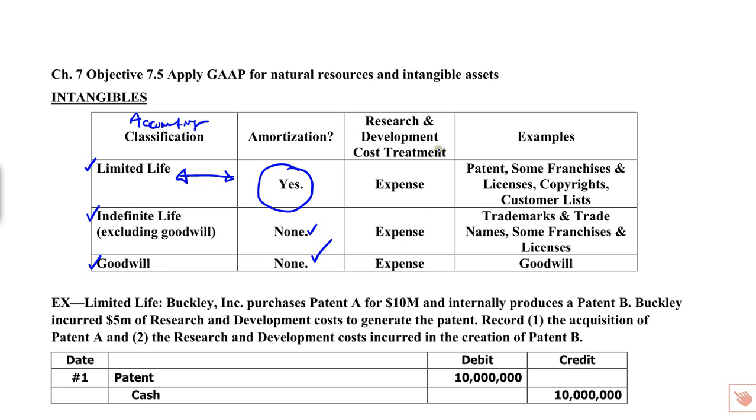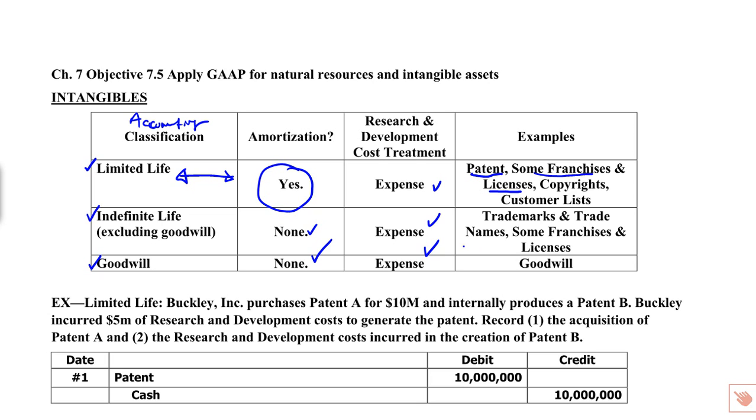Research and development costs in all cases are expensed. That's under US GAAP. IFRS is actually different, but we're not going to go there right now. Here are some examples in the world. Patents have a limited life. Some franchises, but not all, have a limited life, and some licenses have a limited life.